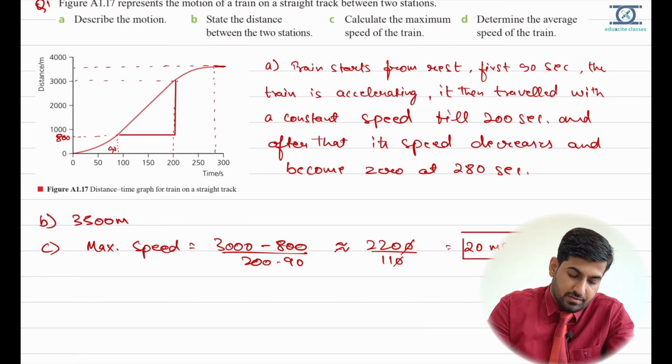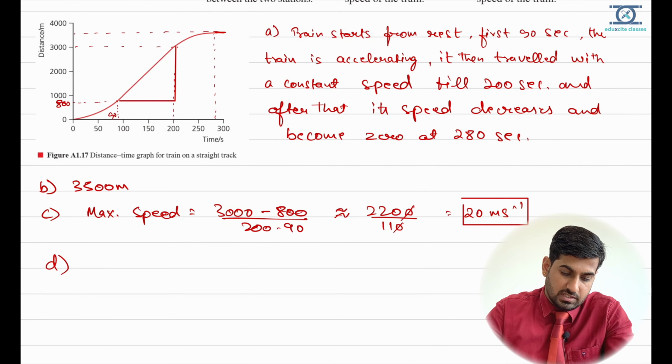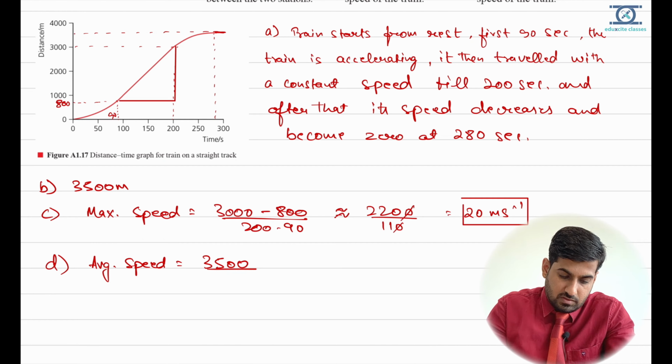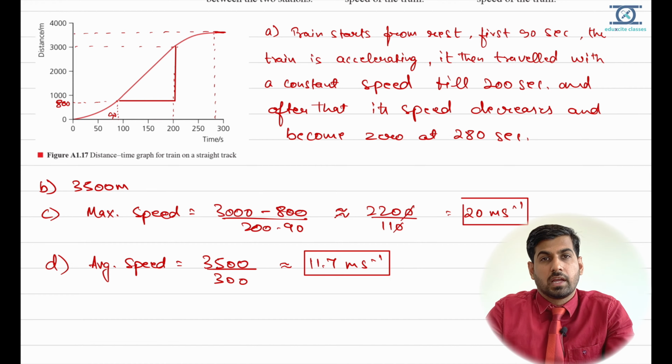And determine the average speed. We know that average speed is the total distance over the total time. The total distance was 3500 meters and the total time is 300 seconds. So this will give you 11.7 meters per second. I have already done the calculation, you can try it in your calculator.